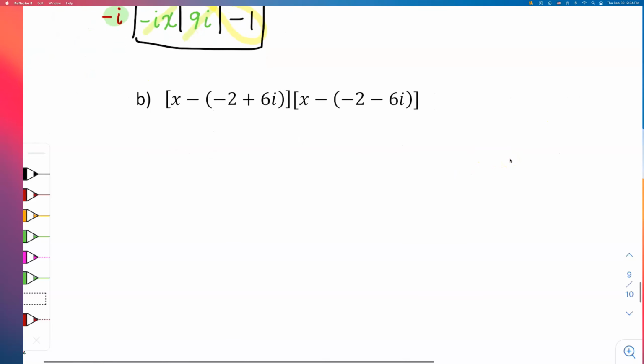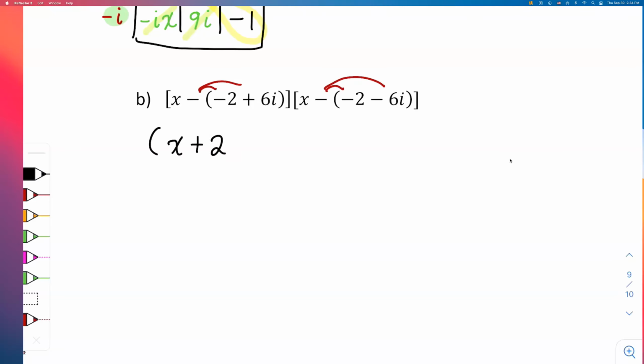So over here, you start the same way. You distribute this outside sign to just write using one parenthesis. So I will have negative times negative, giving us plus 2. And then this plus 6i will become minus 6i. The second will become x plus 2. And then the negative 6i, because of negative times negative, I will have plus 6i.